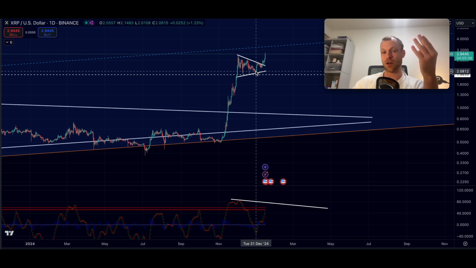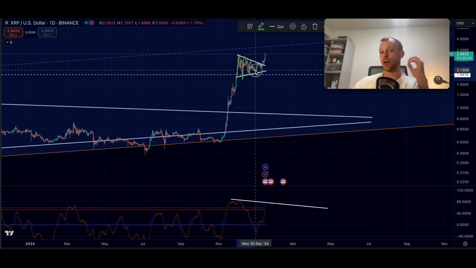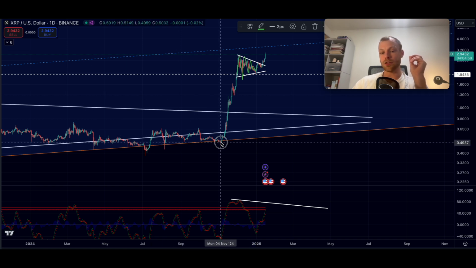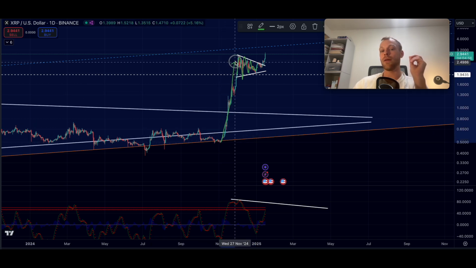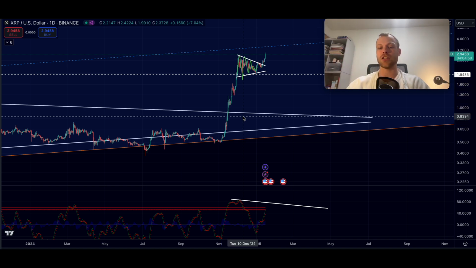This specific correction right here, because a fourth wave correction often comes choppy as a triangle formation, something like this. This is something I've seen many times before, and having such an extension definitely feels like a third wave because it is such a big extension. This doesn't look like a first wave. This is a third wave followed by a fourth wave.